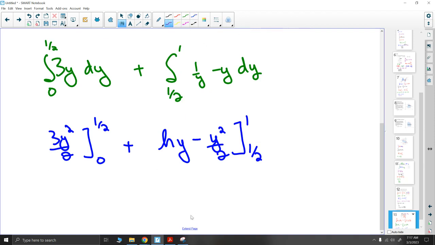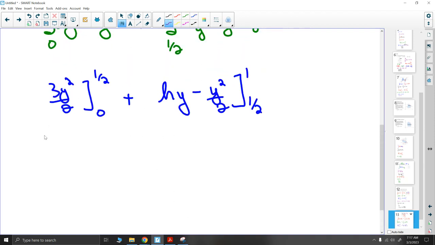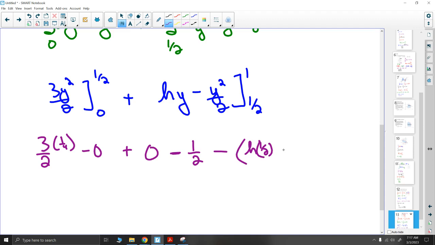Okay, so plugging this in. 1/2 squared is 1/4, so that's 3/2 times 1/4, minus 0, plus natural log of 1, which is 0, minus 1/2, minus natural log of 1/2, minus 1/2 squared, that'd be 1/4 over 2. Let's try that again.